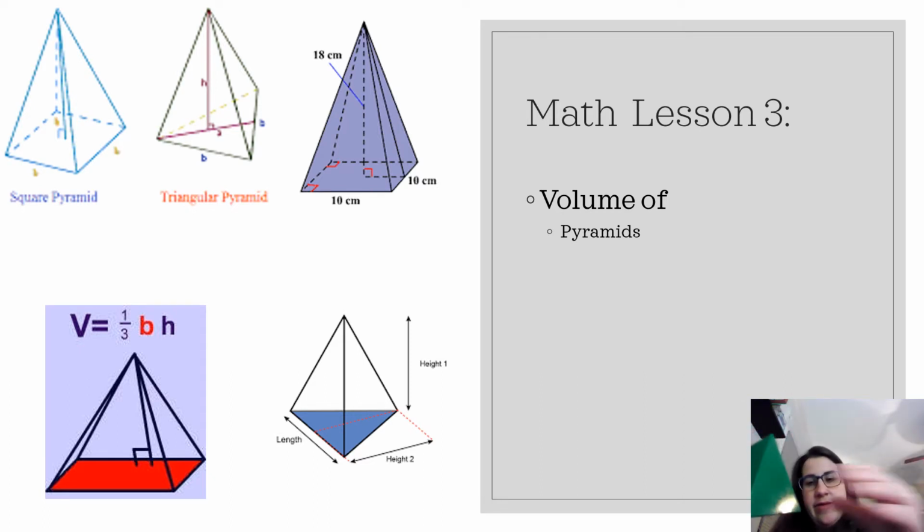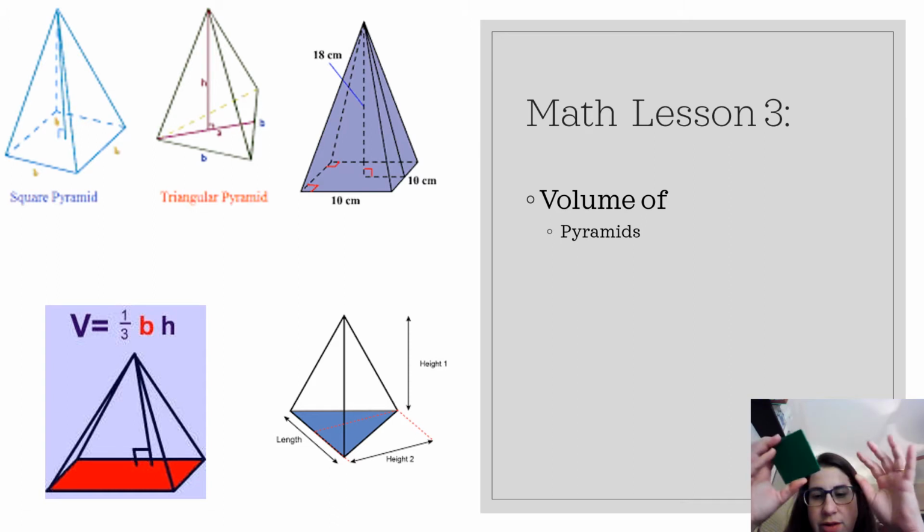So here I have a pyramid that's green. A pyramid has a base, and then all of the corners go up to meet into a point, and that is a pyramid. This one has a square base or a rectangular base, so it's a rectangular pyramid. This one here has a triangular base, so it is a triangular pyramid.